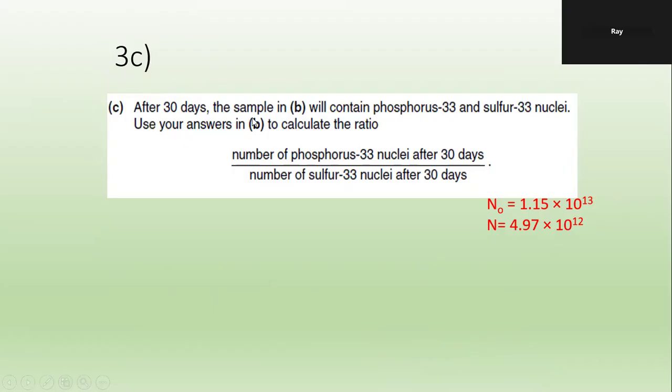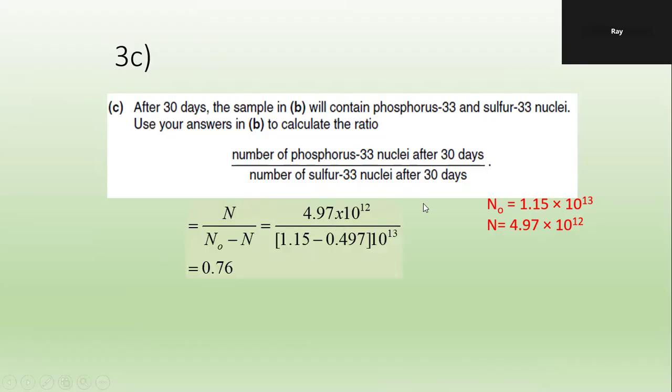After 30 days, the sample in B will contain phosphorus 33 and sulfur 33 nuclei. Use the answer to calculate the ratio: number of phosphorus nuclei after 30 days over number of sulfur nuclei after 30 days. What is your answer? That's the number of phosphorus original, and the number of phosphorus becomes the number of sulfur. Common factor is 10 to the power 13, 1.15 original minus what is left. Okay, Ken? Yeah.